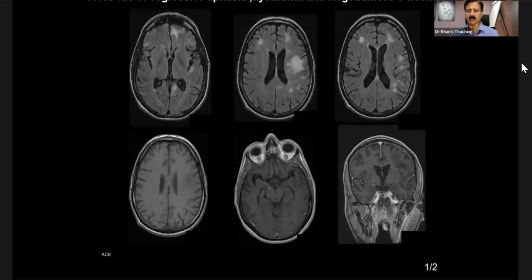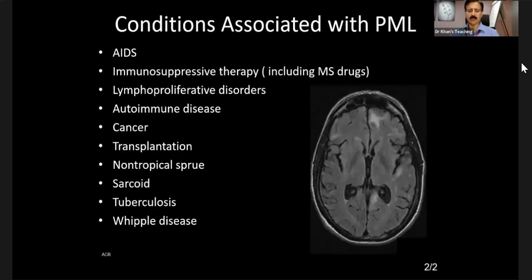PML will not enhance. Previously, PML used to be diagnosed in HIV patients whose CD4 count is very low, maybe between 50 and 100. They used to diagnose it with a biopsy, but for many years now biopsy is not needed because you can do CSF analysis as well as MR, and you treat it. And prognosis has also become quite good with HAART therapy, etc.